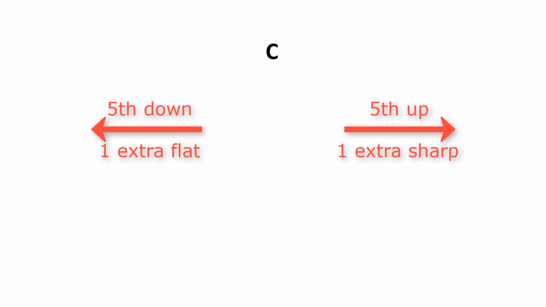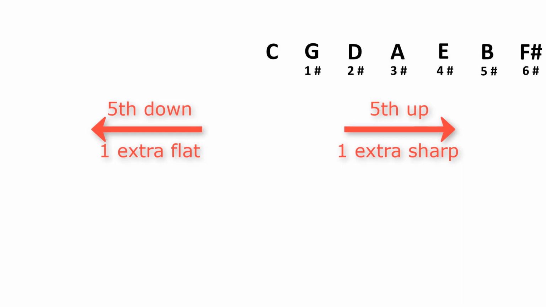When I go a fifth up, I arrive at the G major scale with one sharp. Another fifth up, D major scale, two sharps. One fifth up, A major scale, three sharps. Another fifth up, E major scale with four sharps. Again a fifth up is the B major scale with five sharps. And one more fifth up leads us to the F sharp major scale with six sharps. So those are all the major scales with sharps.